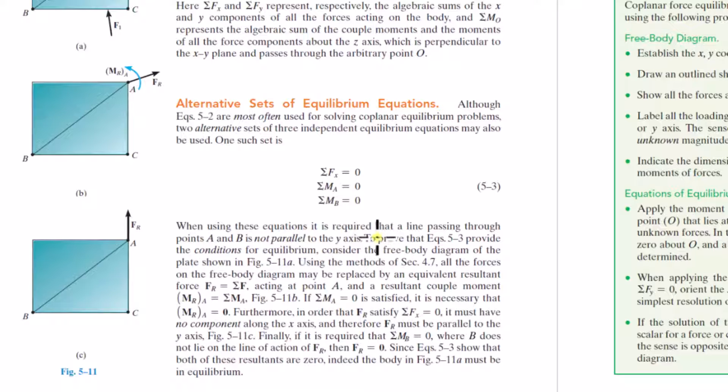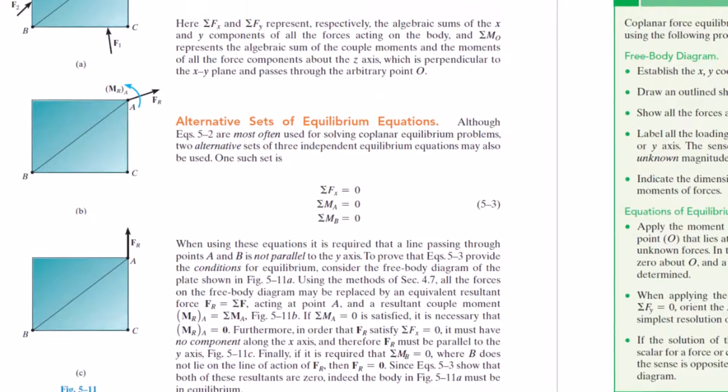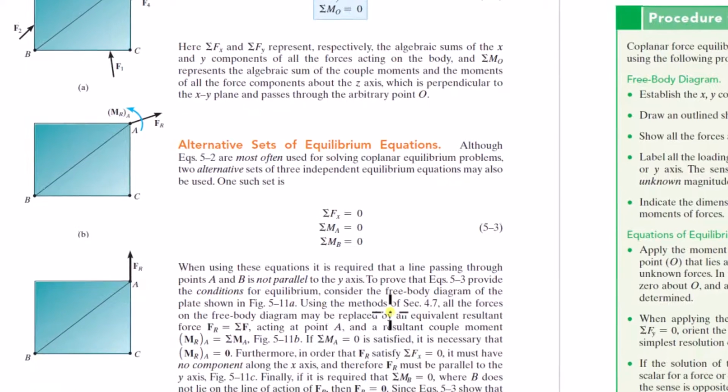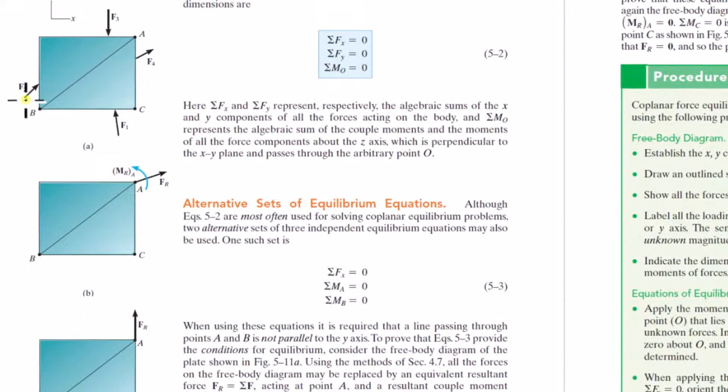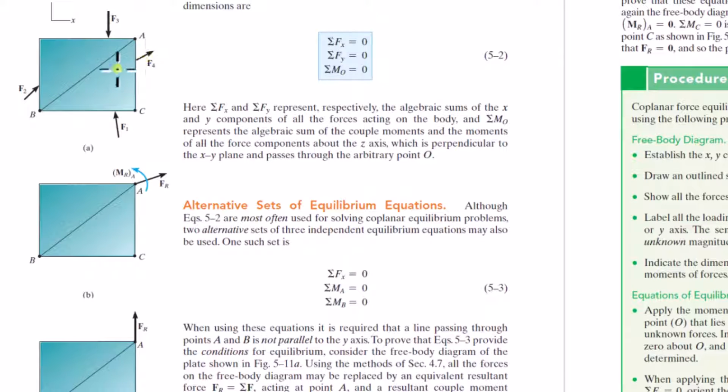So if that's the case, they want to prove that this works. To prove that equation 5.3 provides the conditions for equilibrium, consider the free body diagram of the plate shown in figure 5.11a. So let's start here. Using the methods of section 4.7, all the forces in the free body diagram may be replaced by an equivalent resultant force acting at point A and a resultant couple moment acting at point A. So you get a resultant force, you do a vector sum on all these, you can put it at any point you want, we'll put it at point A, then sum the moments of all these forces about point A and put a couple moment there at point A.